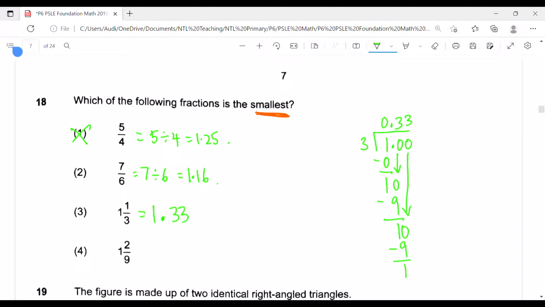Remember, we are comparing number 2 and number 3. So when you compare like this, you can see that number 3 is bigger. So we scratch this one out. Now we compare number 2 and number 4.